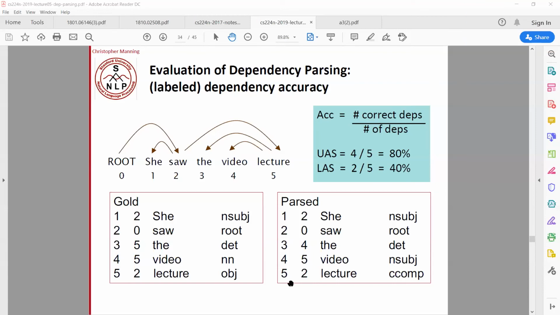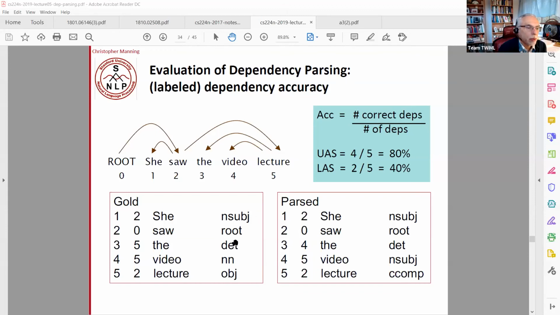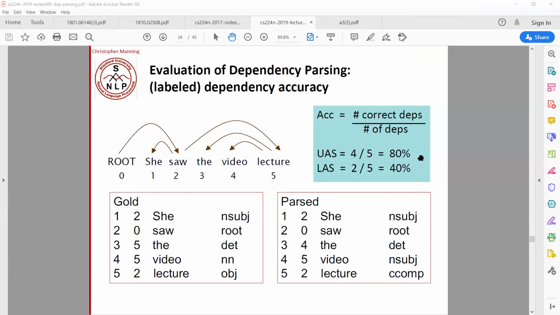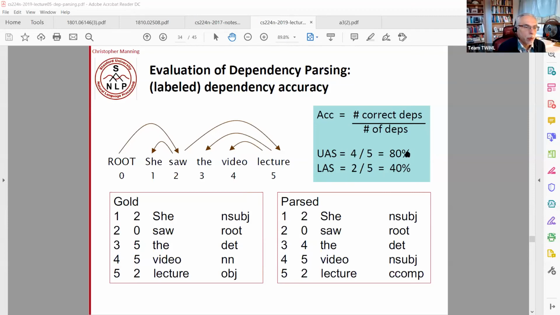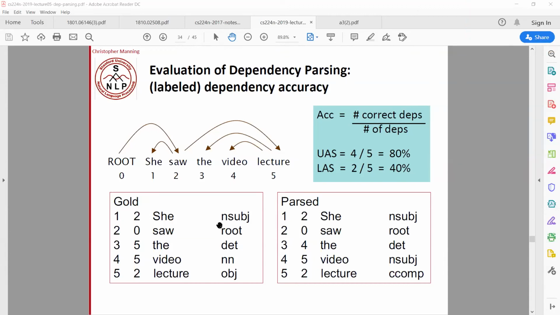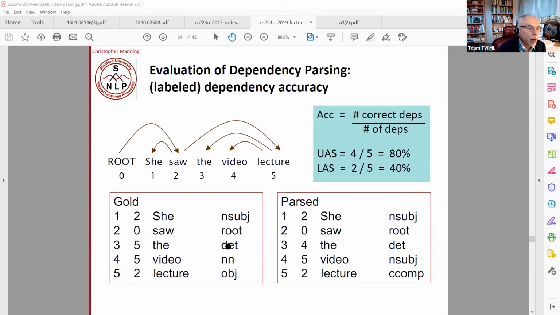And then if you look at the labeled attachment, you have to get both the arrow and the label correct. That's what the lower score is. Right. And so here, if you ignore the labels, then you get 80%. But if you include the labels, then you only got 2. I don't understand. This is 3. This is No. 3 correct. But it's 3 to 5. Oh, but this one's wrong.